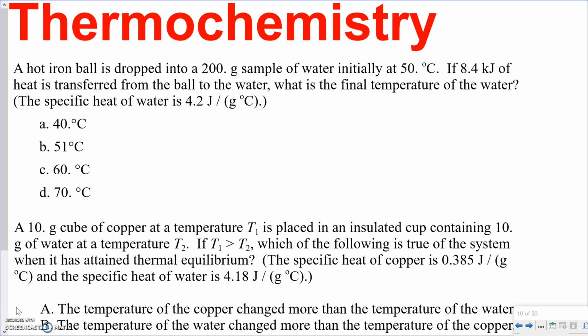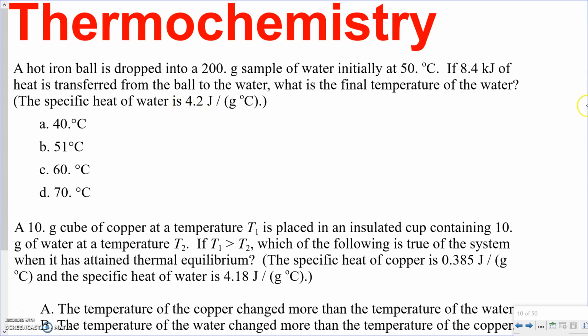So let's look at this problem and see what we can do. A hot iron ball is dropped into a 200 gram sample of water initially at 50 degrees Celsius. If 8.4 kilojoules of heat is transferred from the ball to the water, what is the final temperature of the water, given that the specific heat of water is 4.2 joules per gram degree Celsius?